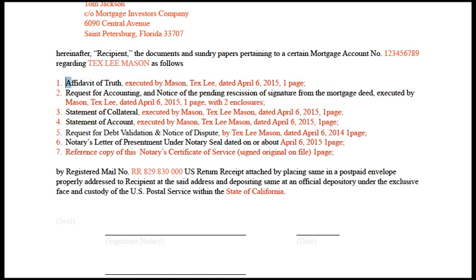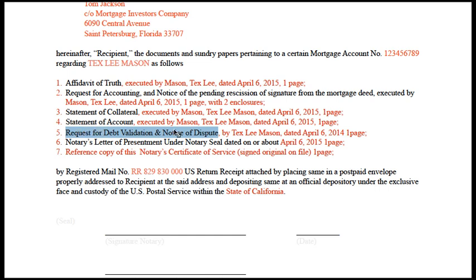What are those items? The affidavit of truth, we went through that, a request for accounting, and a notice of pending rescission of signature. I didn't read that document. I'm about to read that document. But I wanted to show you all the things that you can do here. We sent them a statement of collateral that they have to respond to. We sent them a statement of account that they have to respond to. You could include a QWR in here. We didn't do that, but you could have just dropped one right on in there.